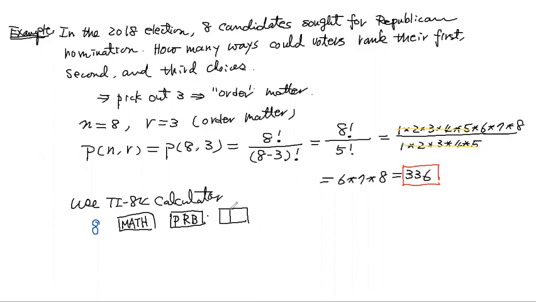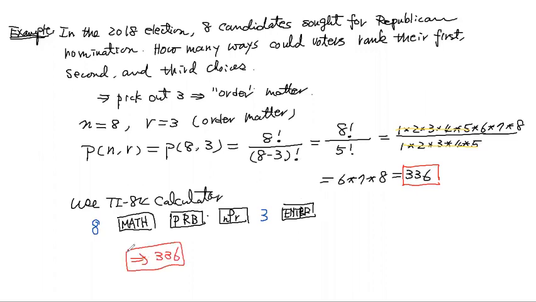After you choose PRB, you move your cursor to the number 2 here. Then they have nPr. So you choose this one, and it will go back to your screen again. Then you type in 3. Then the last thing you do is push enter. Then it should give you the same answer, which is 336.